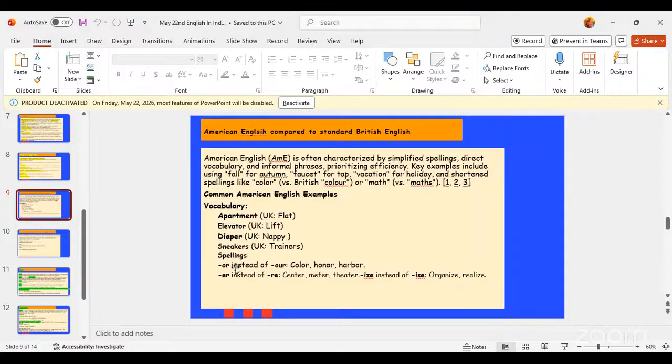The spellings: OR instead of OUR, so colour is COLOUR in the UK and honor is HONOR in America, and harbour is HARBOUR in the UK and HARBOR in the United States. So ER instead of RE: center, meter, theater. IZE instead of ISE: organize and realize.